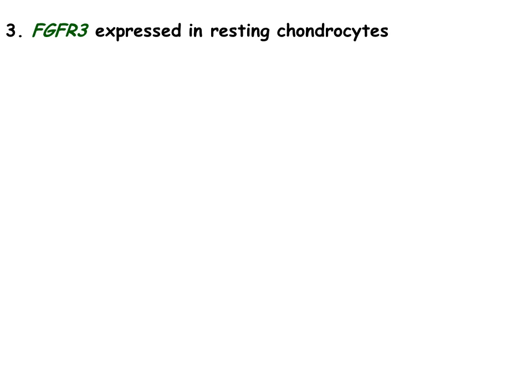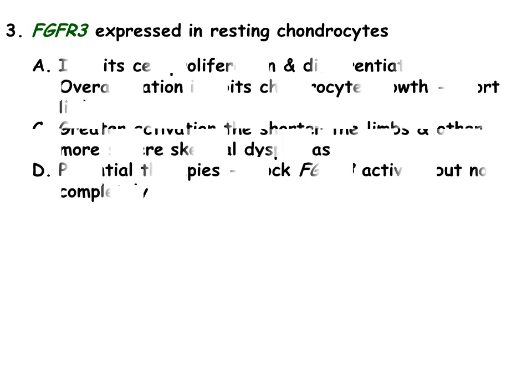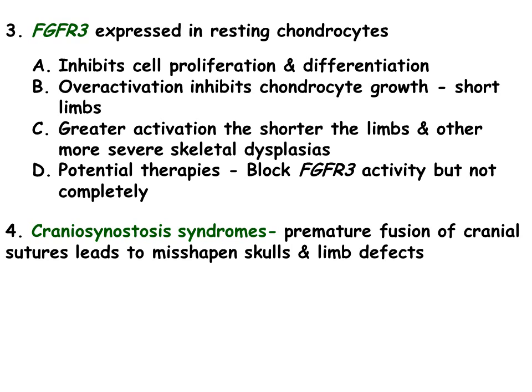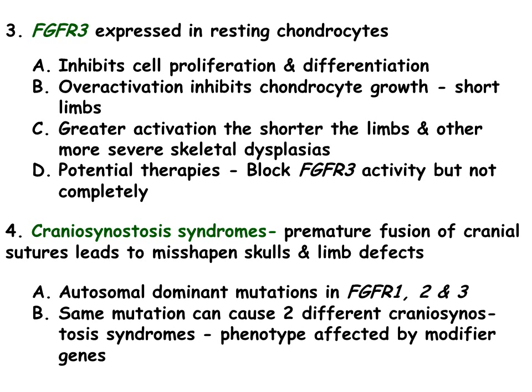Now, fibroblast growth factor receptor 3 is expressed in resting chondrocytes, and they inhibit cell proliferation and differentiation. Their overactivation then will inhibit chondrocyte growth, and so you get short limbs. Greater activation, the shorter the limbs, and other more severe skeletal dysplasias. So, potential therapies, you block the activity, but not completely. Then you get other things like craniosynostosis syndromes. You get premature fusion of cranial sutures, leads to misshapen skulls and limb defects.